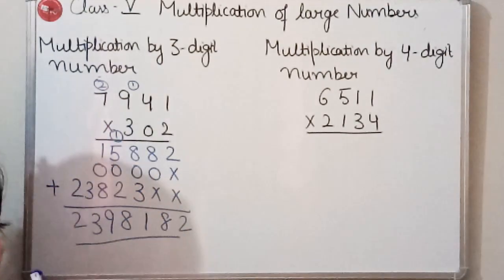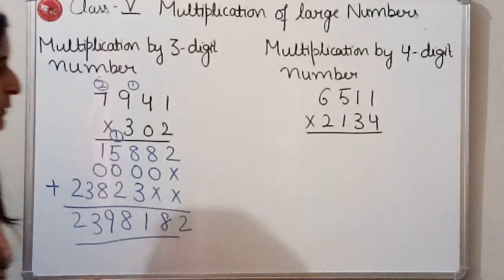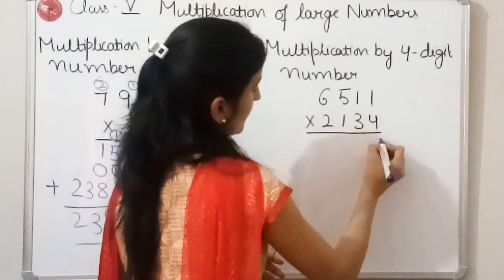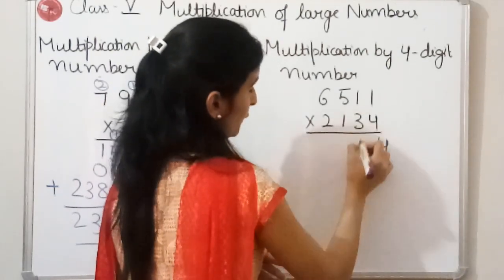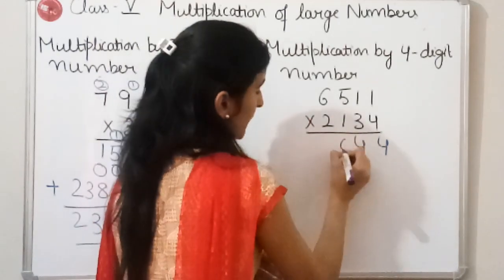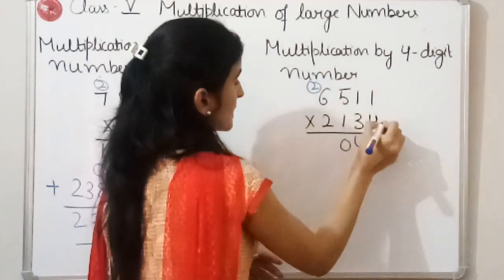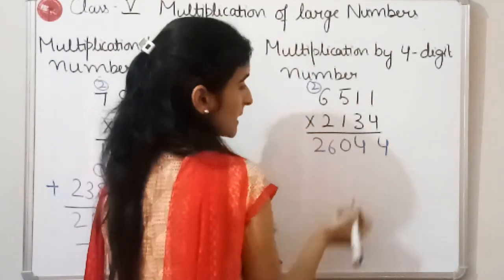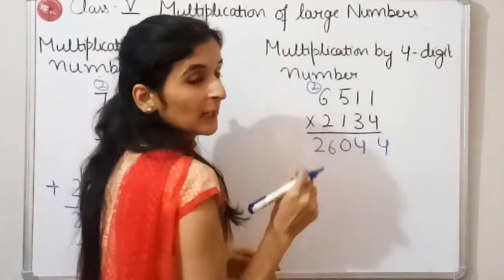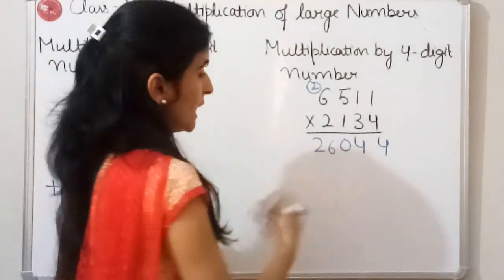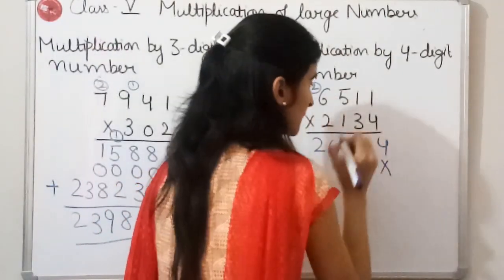Now we have to multiply by a 4-digit number. Okay, so let us start from right hand side. 4 ones are 4, again 4 ones are 4, 4 fives are 20, 4 sixes are 24, 24 plus 2 is 26. Now we have to multiply by this 3, but this 3 is on tens place. So we are going to put 1 cross here.